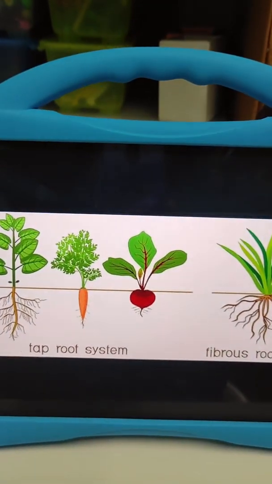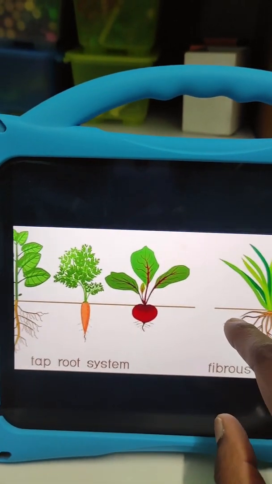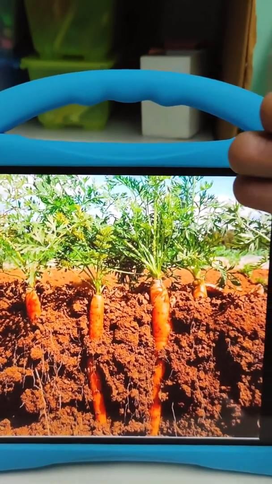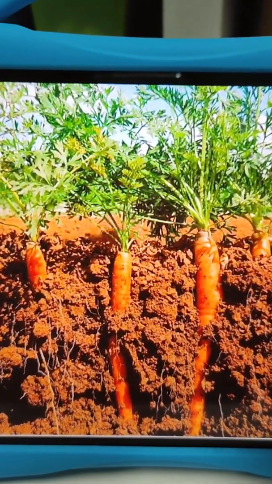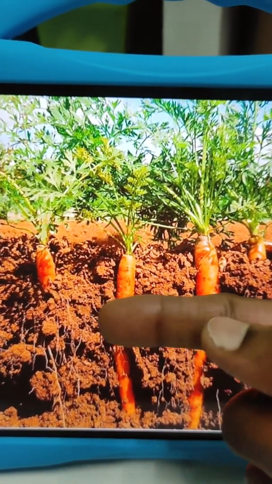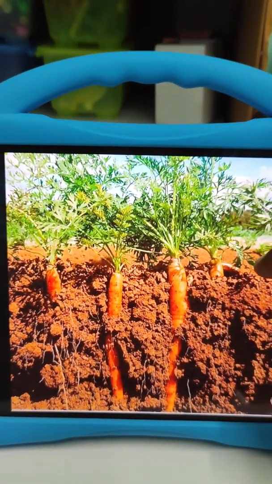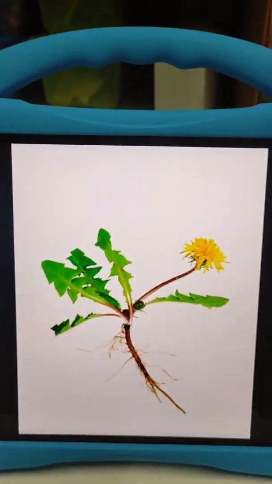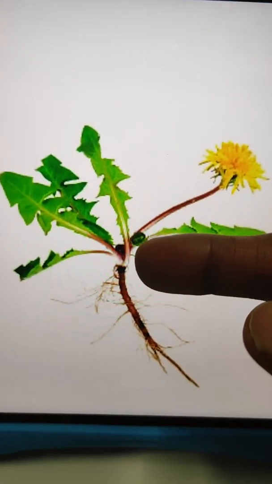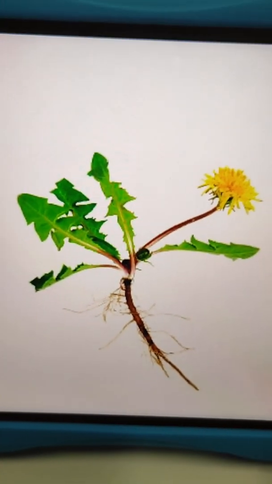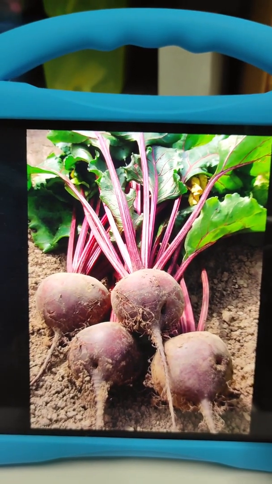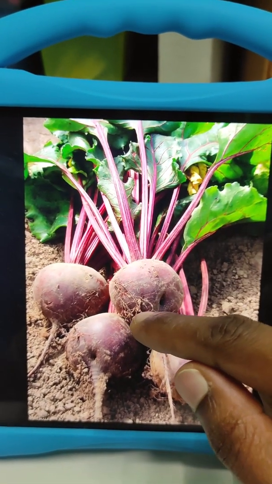Okay, now let's look at some of the pictures of examples of these two root systems. These are carrots from the taproot system, and this is the cross section of the soil, and if you can see, the carrot is the main root and there are some small hair-like side roots emerging from the carrot. Okay, so this is one example. And the dandelion, this is the dandelion flower, and look at its roots, the main root and some small side roots coming out of it. Okay, this is also taproot system. And beetroots, the same. This is the main root and these are the side roots.